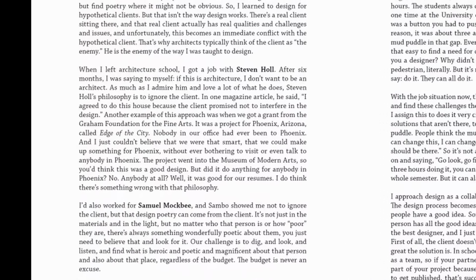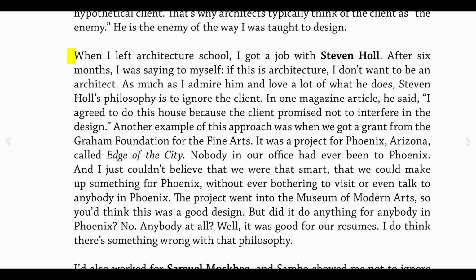But when I ask people what kind of an architect they want to be, most responses I get are related to the values. I want to be a good architect, a conscientious one, help the community, help my hometown prosper, and so on. As Bryan Bell's testimony from the book What Kind of an Architect Are You states, "When I left architecture school, I got a job with Steven Holl. After 6 months, I was saying to myself, if this is architecture, I don't want to be an architect. As much as I admire him and love a lot of what he does, Steven Holl's philosophy is to ignore the client. In one magazine article, he said, I agreed to do the house because the client promised not to interfere in the design. I do think there's something wrong with that philosophy."